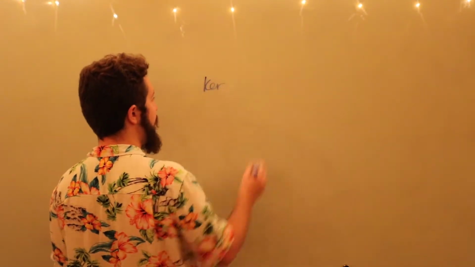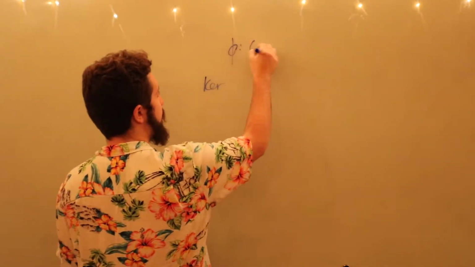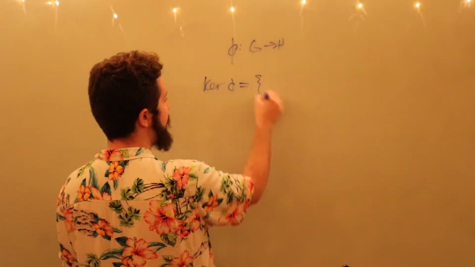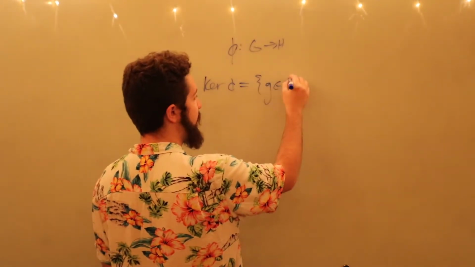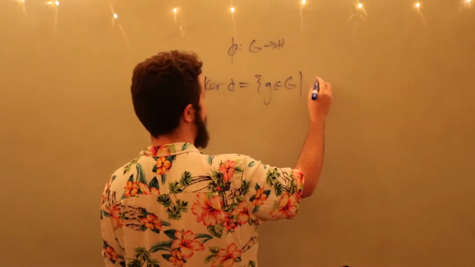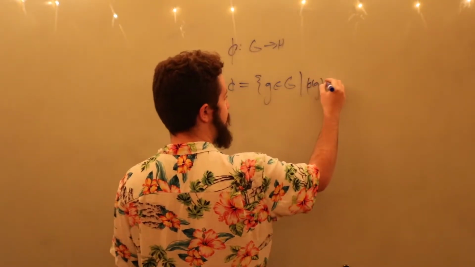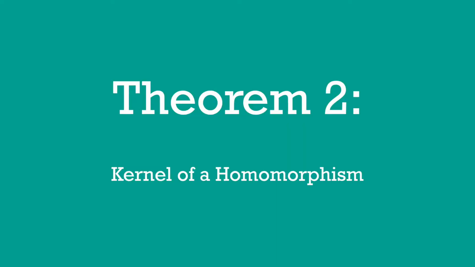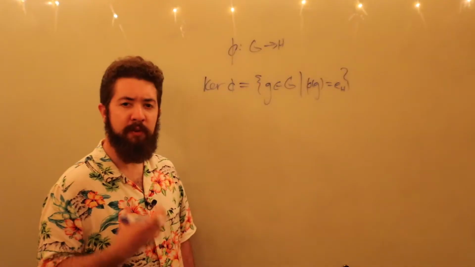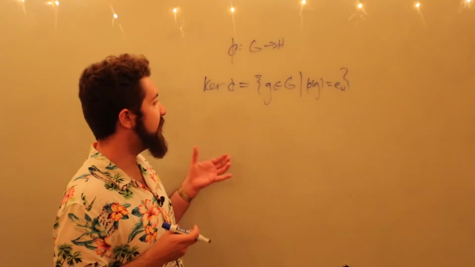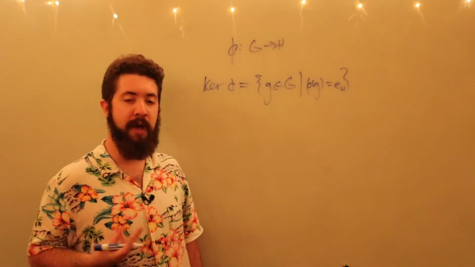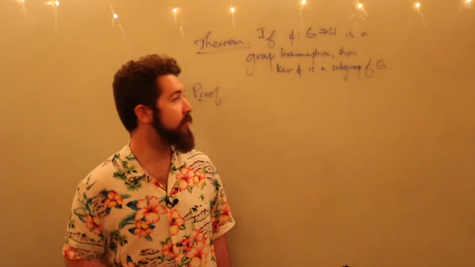Alright, now the kernel of a homomorphism. If we have a homomorphism from G to H, then the kernel of the homomorphism phi is going to be the set of all elements in the domain group G such that phi of g is equal to the identity in the group H. If you want to think of this additively, it's the set of all elements which map to 0. Or multiplicatively, the set of all elements which map to 1.